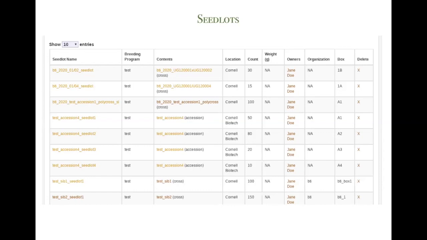Before a user can create a seed lot, the accession or cross unique ID, which is the source of the seed lot, has to be in the database. Each seed lot will have information about the breeding program, content of the seed lot, location that stores the seed lot, amount, which can be number of seeds or weight, and who uploaded the seed lot, organization, box name.